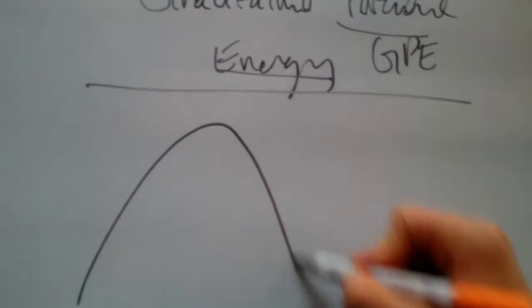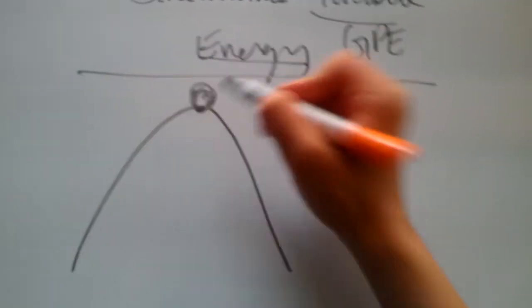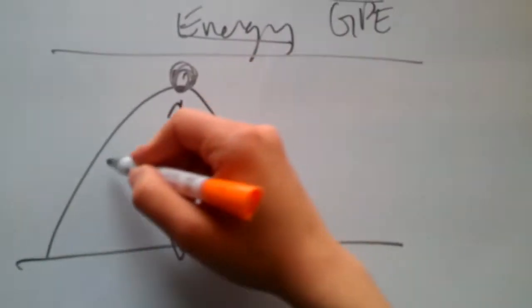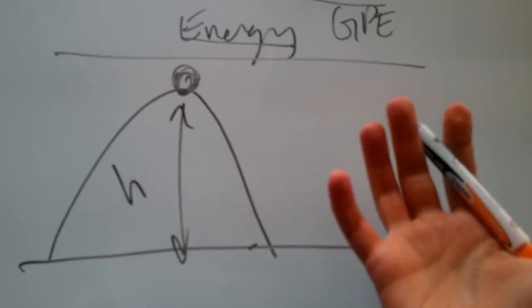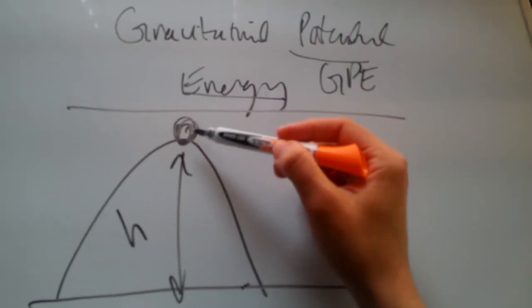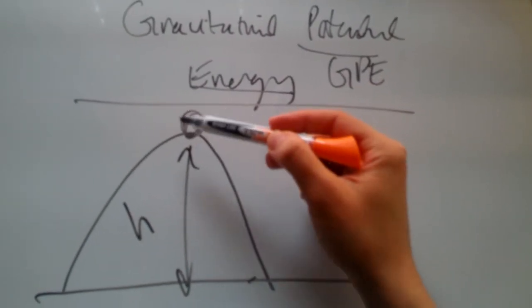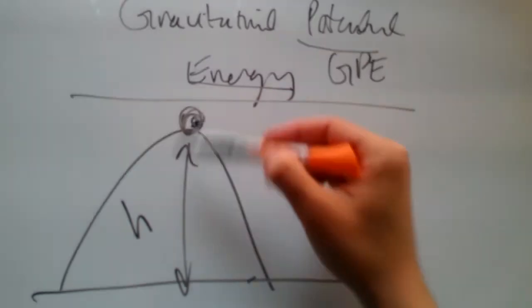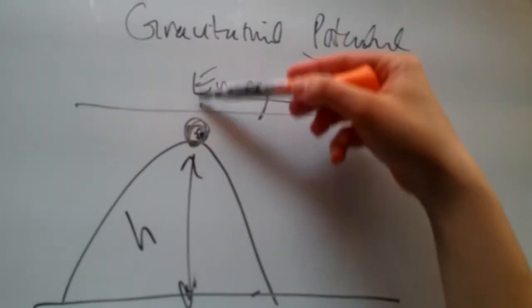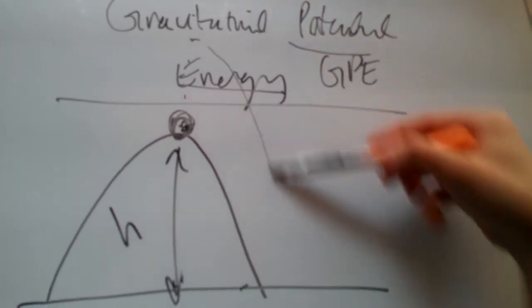For example, if a rock is up on top of a mountain, with respect to the ground, it has some height of h meters, then there will be a potential energy stored in this object because of its height. We already know the higher the rock is, the more potential energy it has.